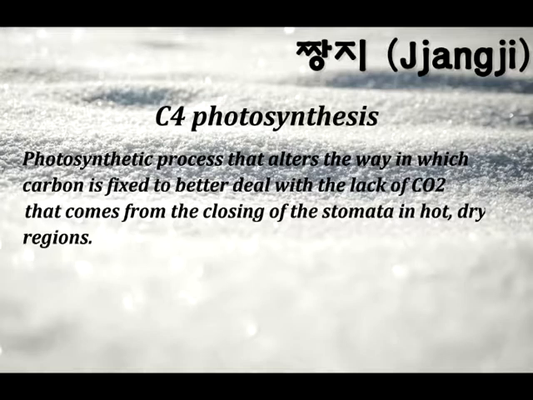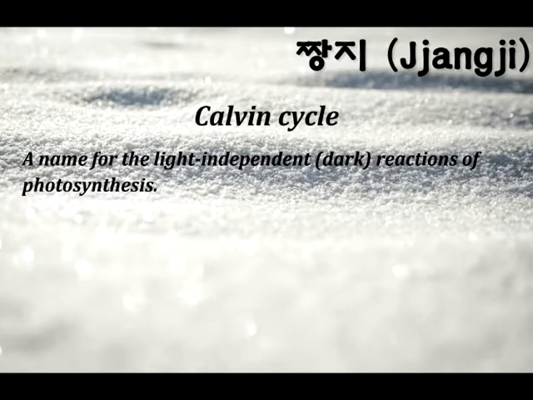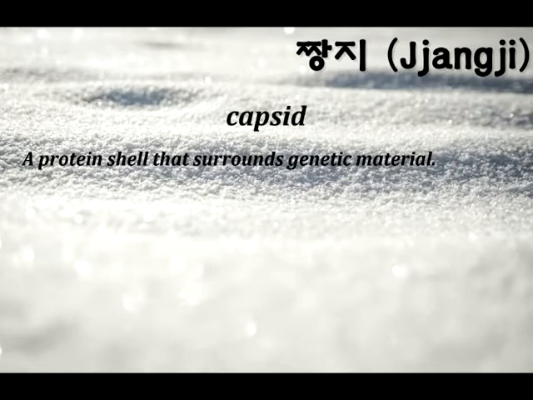C4 photosynthesis, photosynthetic process that alters the way in which carbon is fixed to better deal with the lack of CO2 that comes from the closing of the stomata in hot, dry regions. C4 plant, plant that has adapted its photosynthetic process to more efficiently handle hot and dry conditions. Calvin cycle, a name for the light-independent dark reactions of photosynthesis. Capsid, a protein shell that surrounds genetic material.